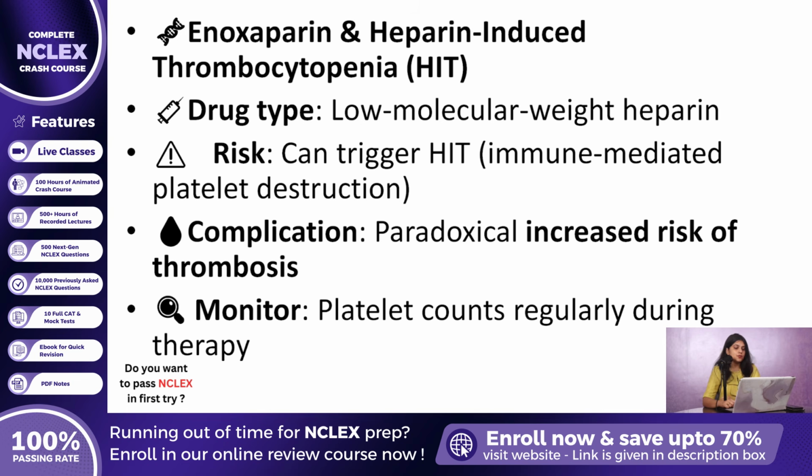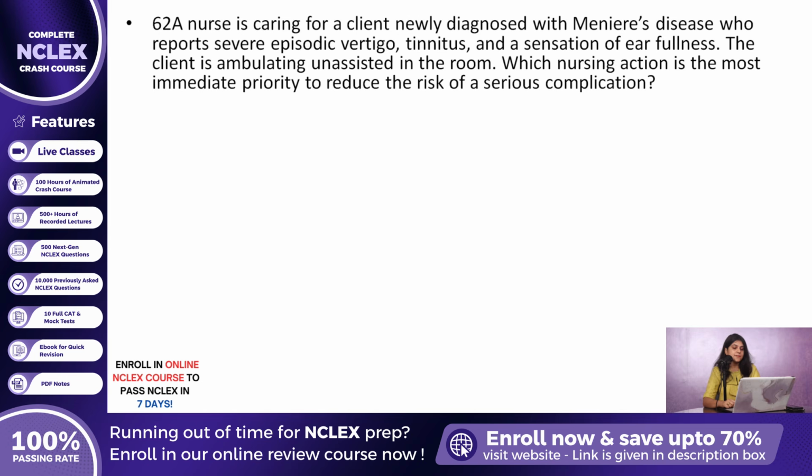Continuing with question 62, we focus on balance and safety in neurological conditions. A nurse is caring for a client newly diagnosed with Meniere's disease who reports severe episodic vertigo, tinnitus, and a sensation of ear fullness. The client is ambulating unassisted in the room. Which nursing action is the most immediate priority to reduce the risk of a serious complication?